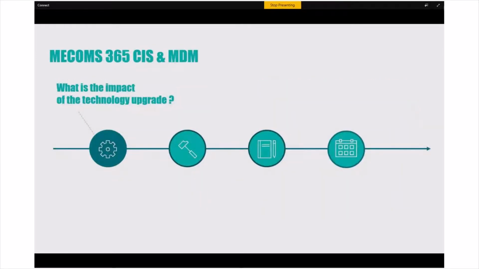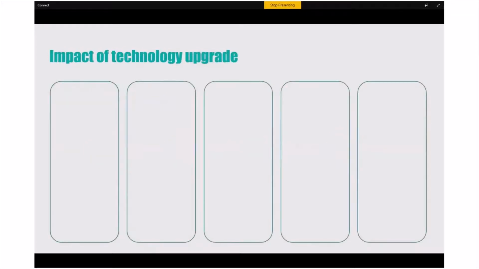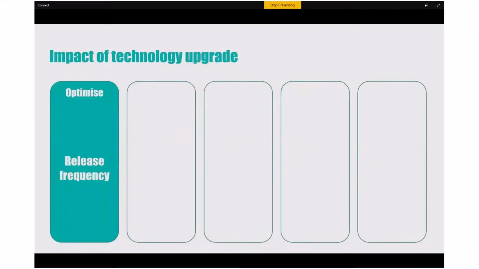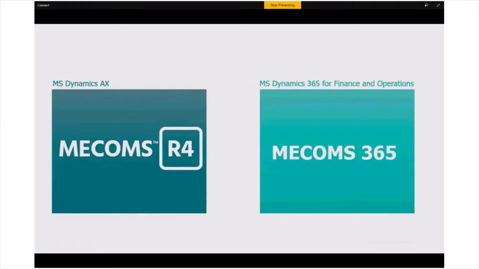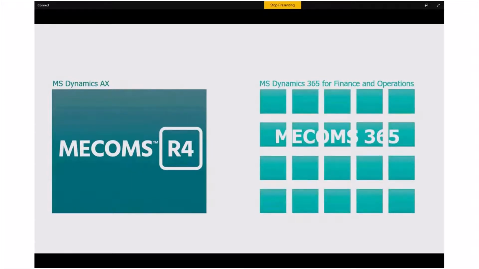Next up, I want to tell you the impact of this technology upgrade to you as a customer. The first thing is we optimized release frequency. Let me first explain the things we did and then why we did it. Again, the same picture. On the left, you see our MECOMS R4 release, and on the right, our MECOMS 365 release. And what's the big change that we did? Well, we made it modular.